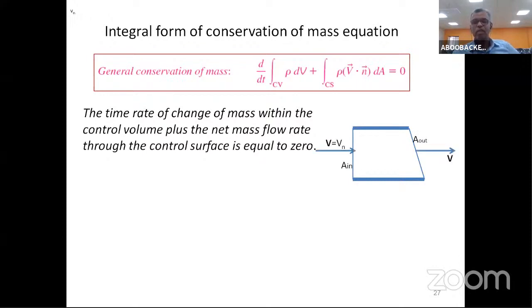So this is an example, if we apply it to a simple system like this, a small piece of pipe with a cross section and its normal, and it is inclined, we have this d by dt within the system plus the outflow term, V dot n.